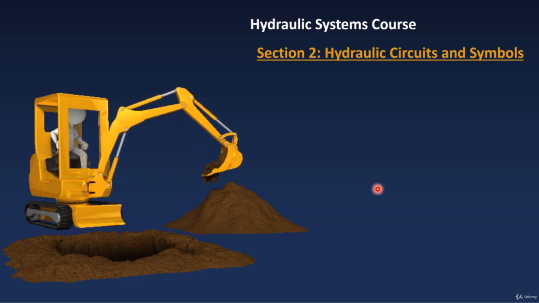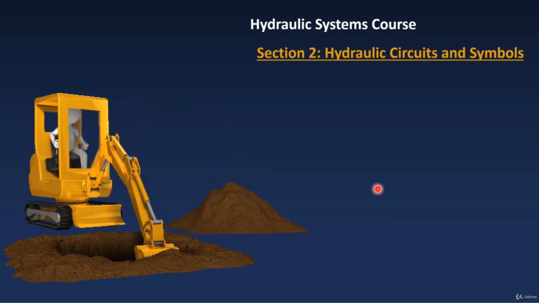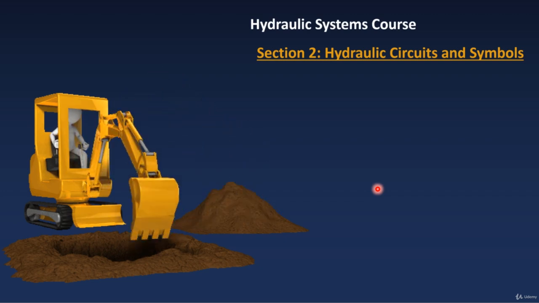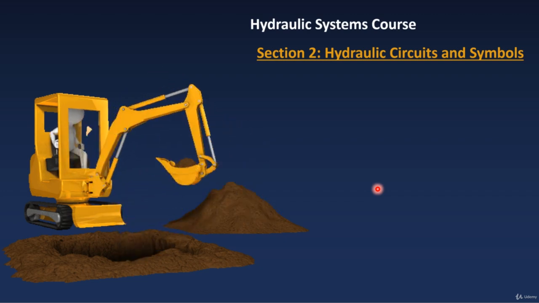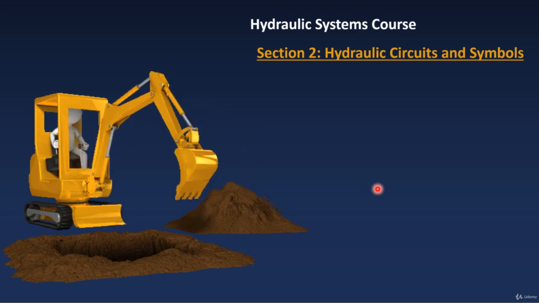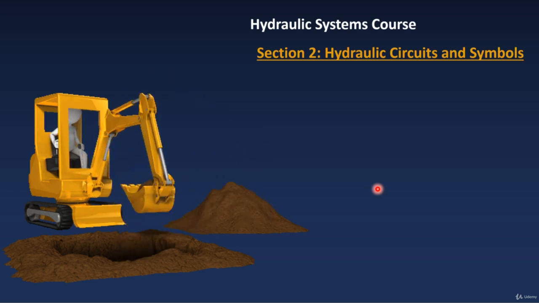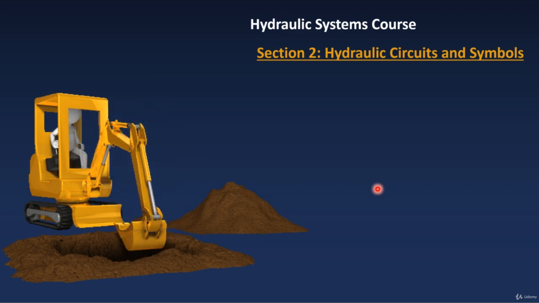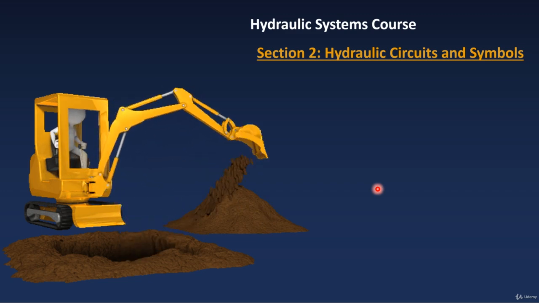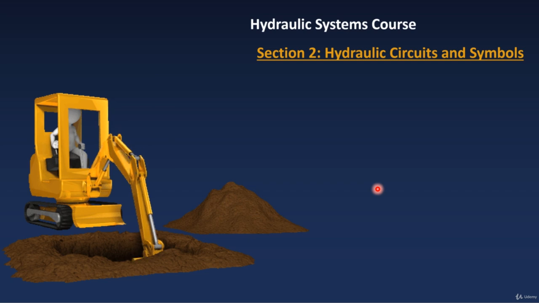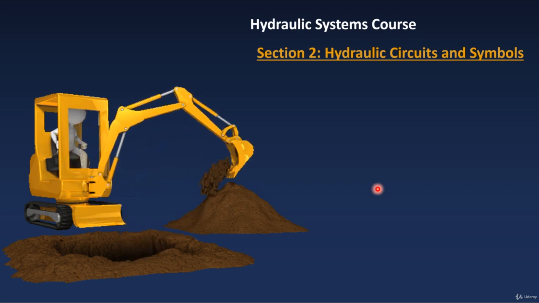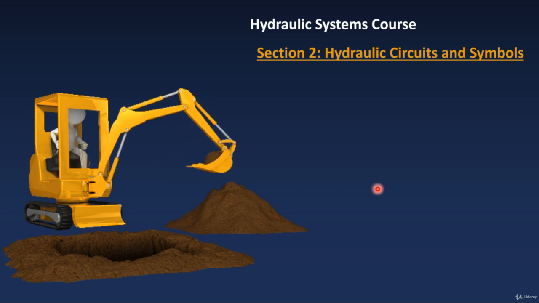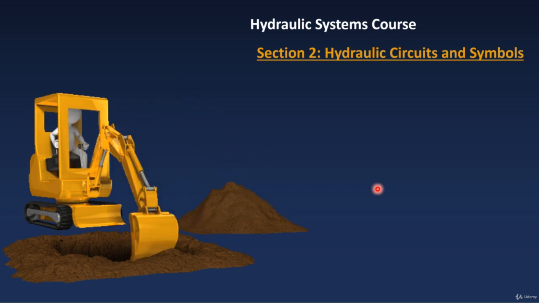Welcome back. In the previous lecture, we continued with hydraulic symbols and we talked about double acting hydraulic cylinders. We understood how the extension and retraction strokes work. We were also able to calculate the force during extension and during retraction. Also, we calculated the velocity of the piston during extension and during retraction.